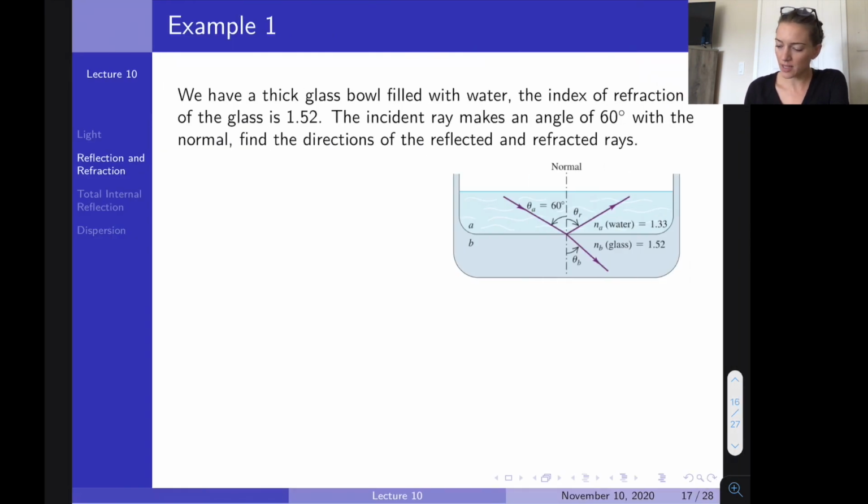All right, so now let's do an example with all this. So here we have a thick glass bowl filled with water. The index of refraction of the glass is 1.52. We have an incident ray in this water, making an angle of 60 degrees with the normal. Find the directions of the reflected and refracted rays.